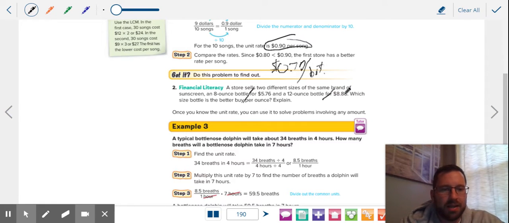All right, if we do 8.88 divided by 12 ounces, you get 74 cents. So normally, you have a better deal when you buy more of something. In this case, they tricked you, and it is actually a better deal to go with the 8-ounce bottle. Okay, explain. Why is it better? I just proved it. 72 cents per bottle there, 74 cents per bottle there. It's a better deal to go with the 8-ounce because it's less per ounce.